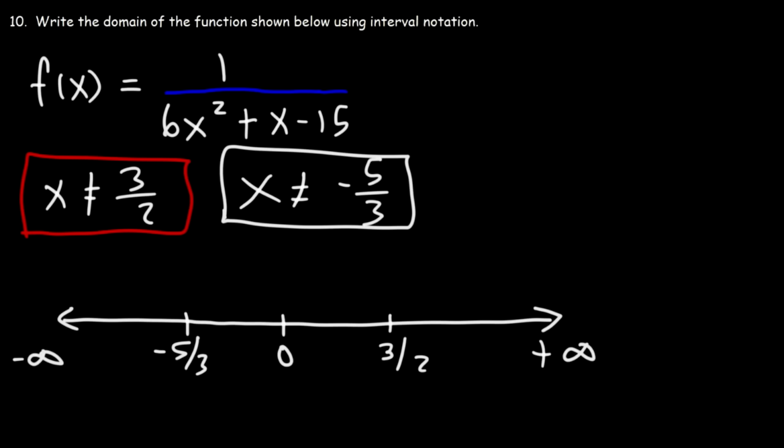Now, x cannot equal 3 over 2. So we need an open circle at 3 over 2. And it also cannot equal negative 5 over 3. So we need an open circle at that point, not a closed circle. Now, x can be anything else. It could be 5, it could be negative 8, it can be 2, it could be 1 over 3, anything else. So we need to shade everything except negative 5 over 3 and 3 over 2. Now I'm going to use different colors for this, and you'll see why.